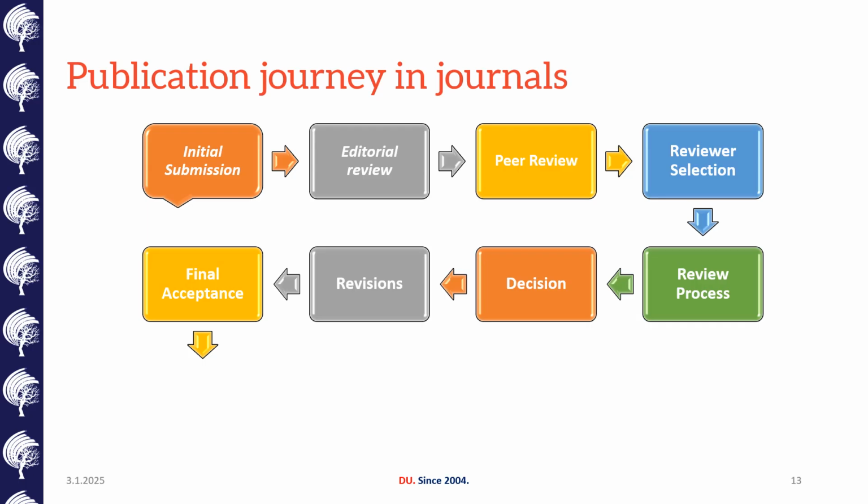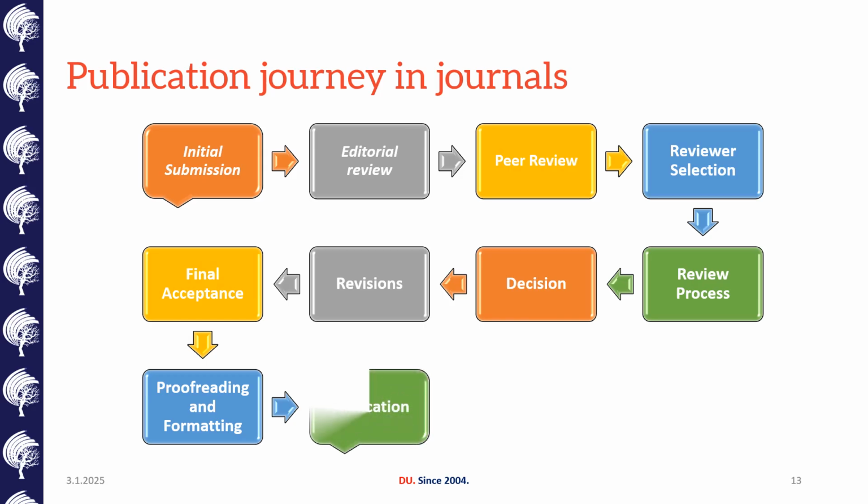The manuscript returns to the publication house for proofreading and formatting. The manuscript undergoes final proofreading and formatting to ensure it adheres to the journal's style. Eventually, the most awaited step arrives: publication. In this step, the manuscript is assigned to an issue. It is published online and/or in print, making it available to the academic community and the public.